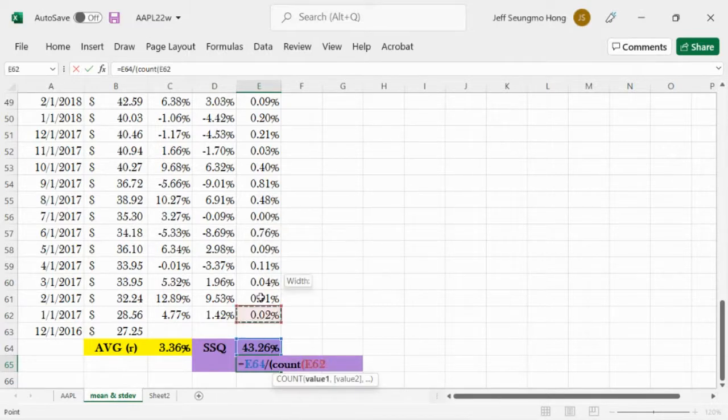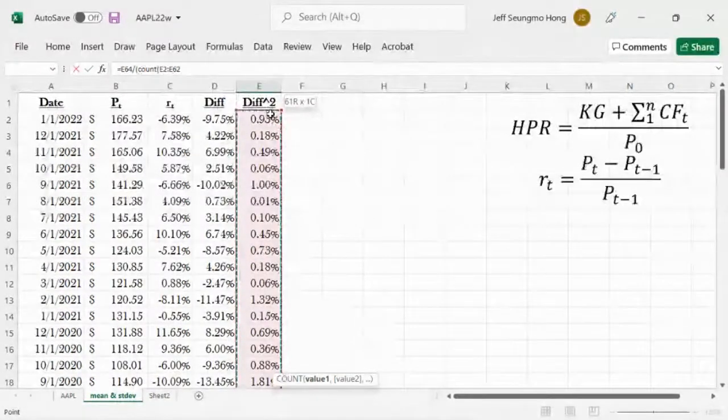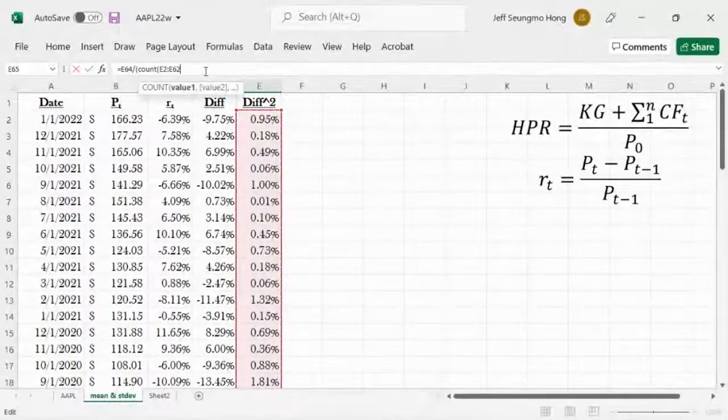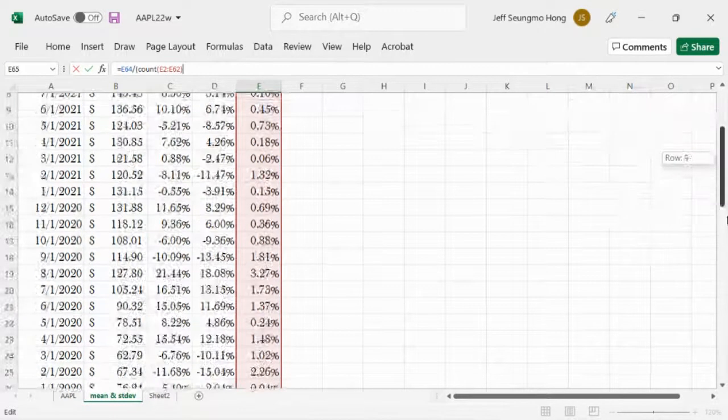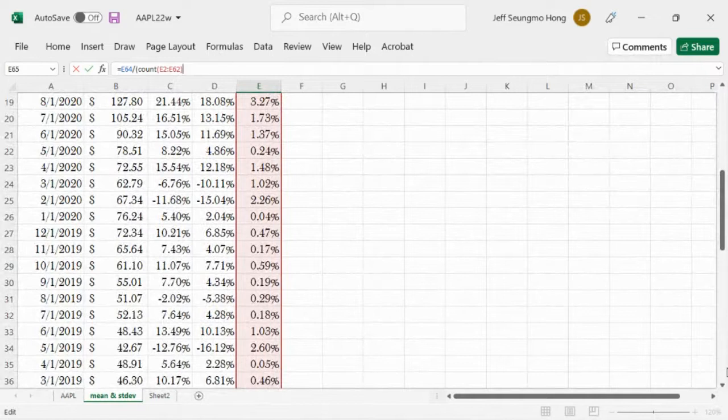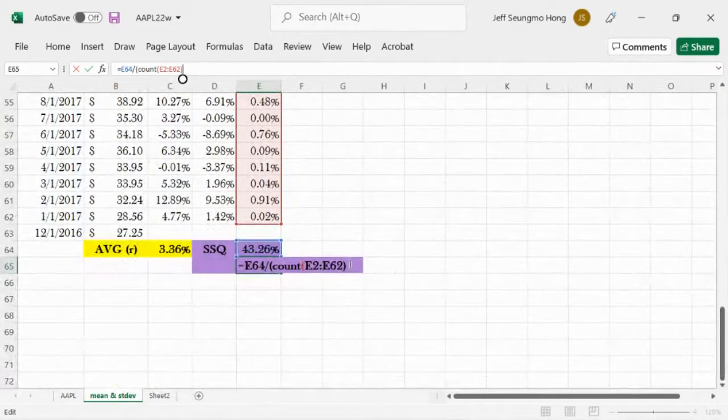Open parenthesis. And it will count exactly 61 rather than relying on our visual, right? We divided by 61. But that's not enough yet. Why? We'll have to subtract one. Here's a statistical thing called a loss of 1 degree of freedom. And it always happens with the sample data.